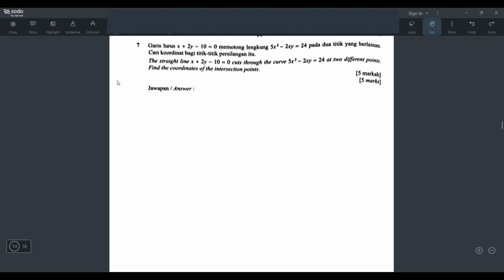Okay, number 6. What chapter is this? I think this is quadratic. Okay. All right, let's read. The straight line x plus 2y minus 10 equals 0 cuts through the curve 5x squared minus 2xy at 2 different points. Find the coordinates of intersection points.